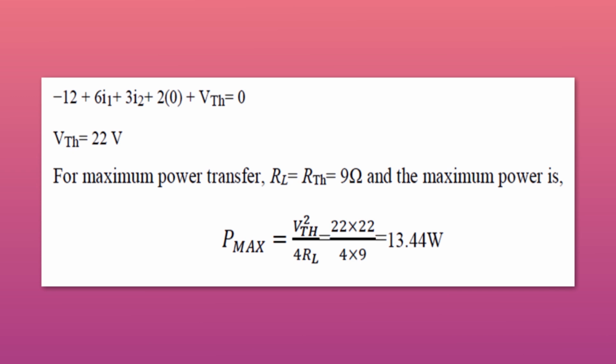You have also calculated the Thevenin resistance, so you can easily calculate the maximum power. So what is the maximum power? Pmax is equal to VTH square upon 4 RL. So VTH is equal to 22, and it is squared, so 22 into 22 upon 4 into RL, where RL is equal to RTH. After solving, this value comes to 13.44 watt. So you have calculated the maximum power transferred from source to load.